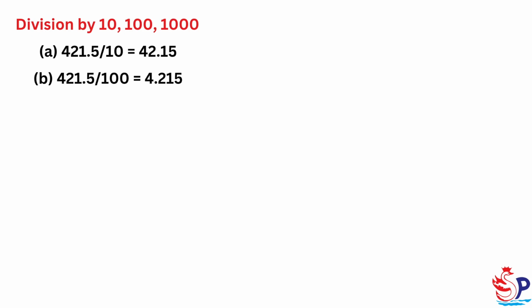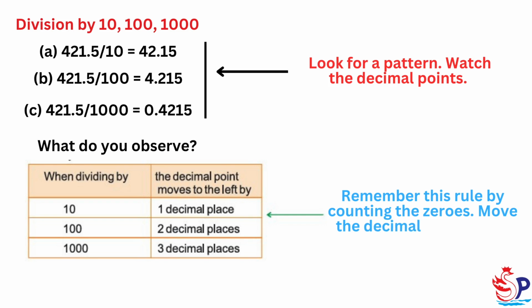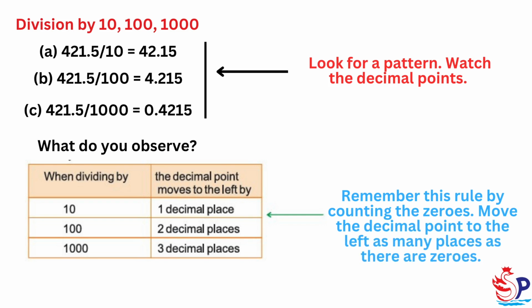Division by 10, 100, 1000. A. 421.5 divided by 10 equals 42.15. B. 421.5 divided by 100 equals 4.215. C. 421.5 divided by 1000 equals 0.4215. Look for a pattern. Watch the decimal points. What do you observe? Remember this rule by counting the zeros. Move the decimal point to the left as many places as there are zeros.